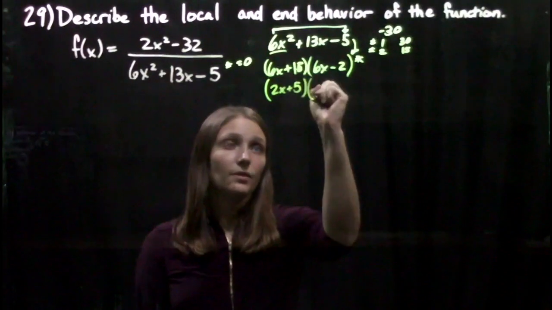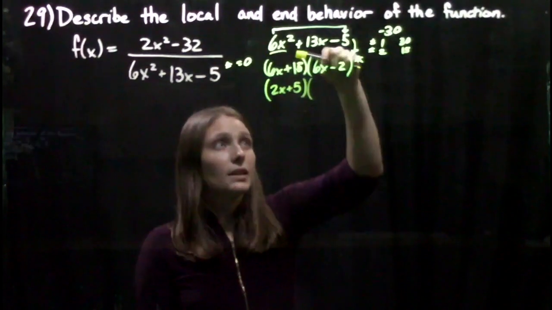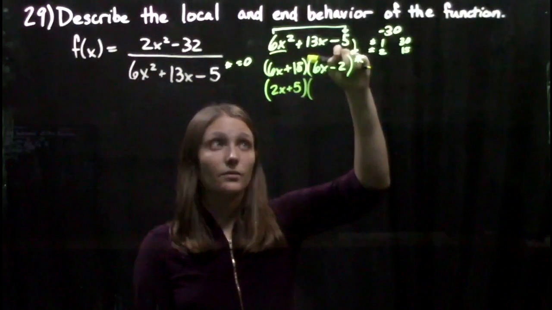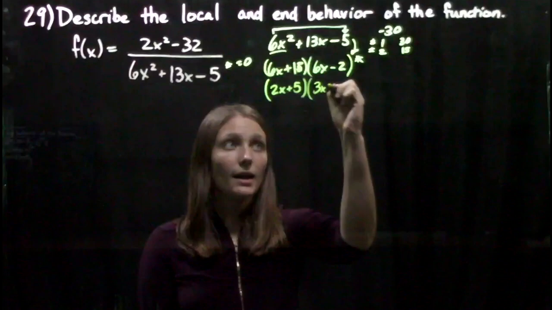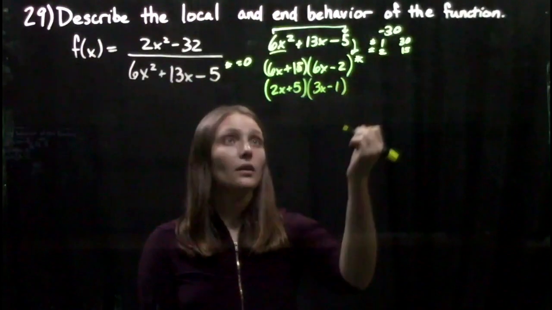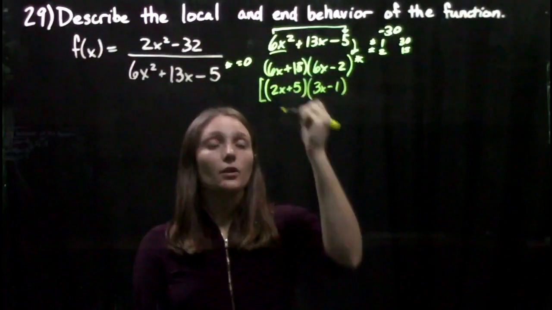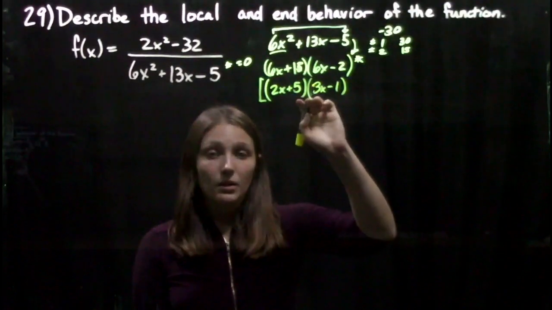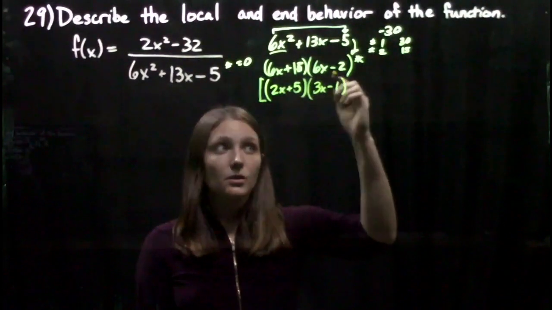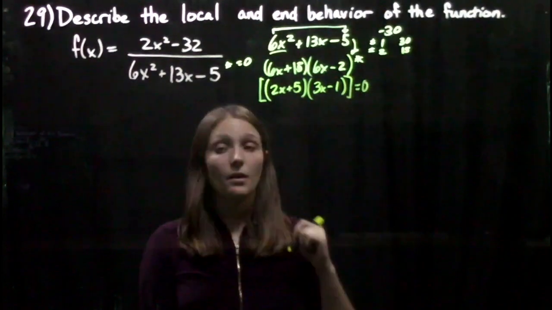So we have 2x plus 5 times, and then 6x minus 2, find the common factor of 2, divide them both by 2, we get 6 divided by 2 is 3x, 2 divided by 2 is 1. So this right here is going to be our new denominator of the equation. And remember, what we need to do with this is we need to find out where the denominator is going to be equal to 0.